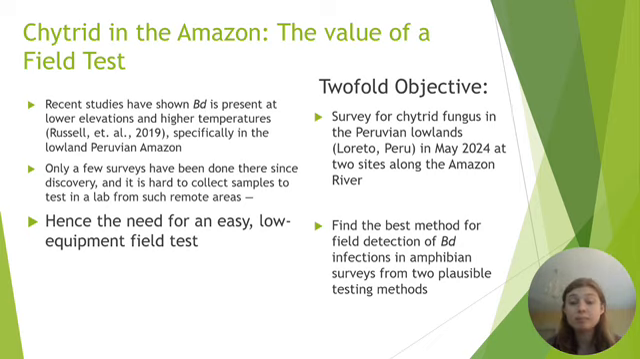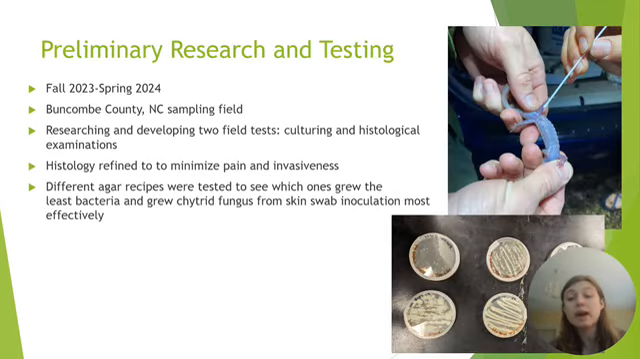So thus, my project has a twofold objective. One, to survey for the chytrid fungus in the Peruvian lowlands in May 2024 at 2 sites along the Amazon River, and two, to find the best method for field detection of BD infections in amphibian surveys from 2 plausible testing methods. So in order to have the tests ready for Peru, we did preliminary testing in Buncombe County, North Carolina, over fall 2023 to spring 2024. We decided on 2 field tests, culturing and histological examination, and we tested these out on amphibians in the area, where we know chytrid is widespread.